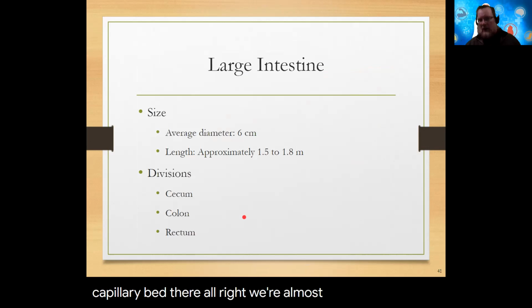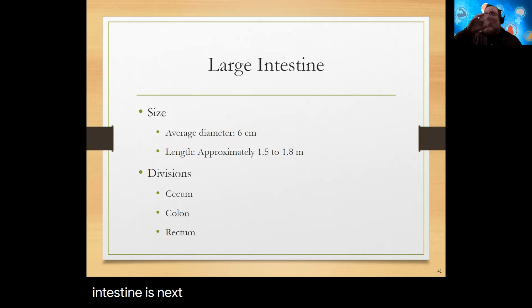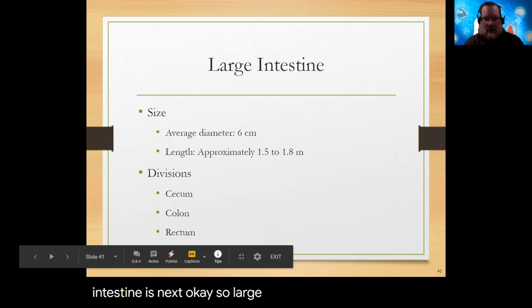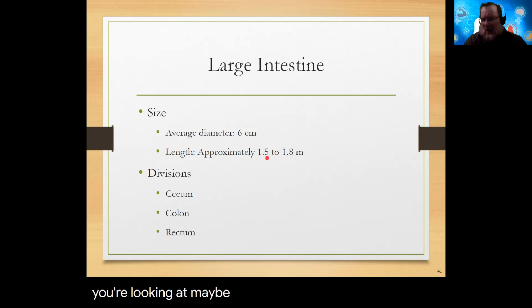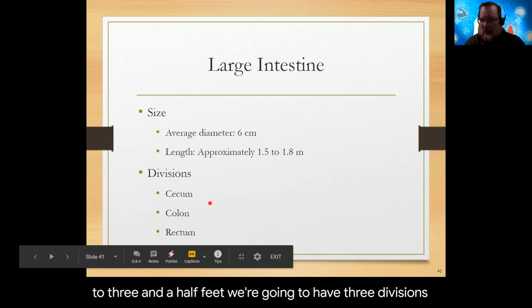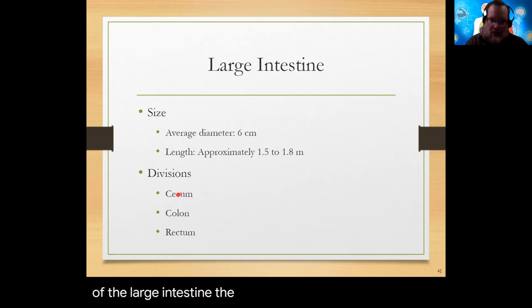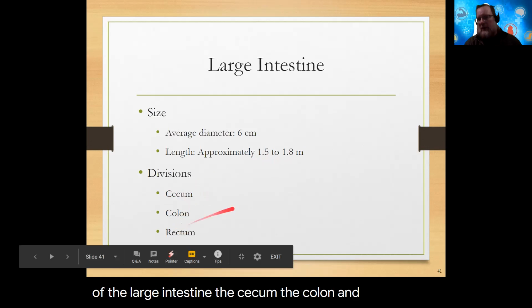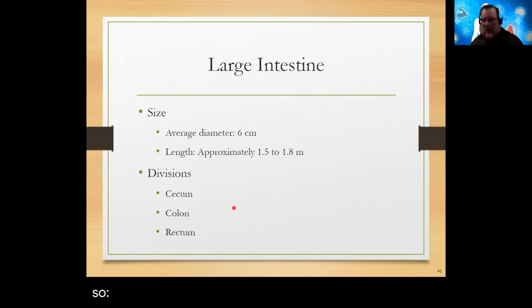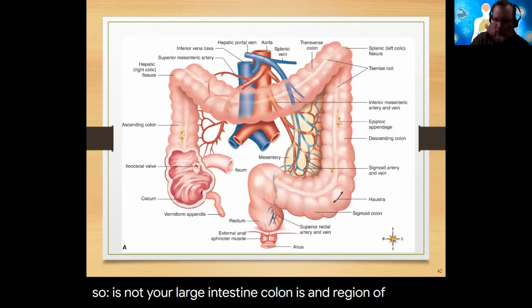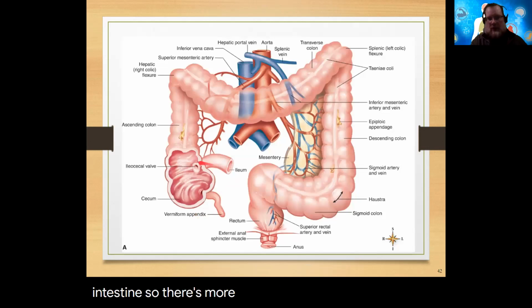All right, we're almost there. Large intestine is next. Okay, so the large intestine is length 1.5 meters. So you're looking at maybe around 4 feet. Yeah, maybe closer to 3.5 feet. We're going to have 3 divisions of the large intestine: the cecum, the colon, and the rectum. So colon is not your large intestine. Colon is a region of the large intestine. So there's more to it than just the colon.